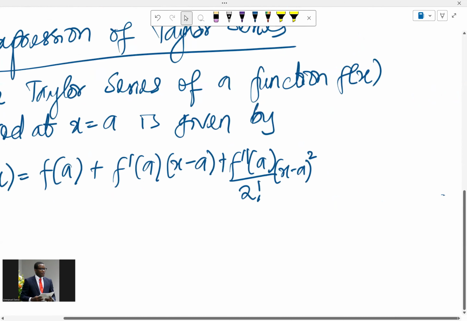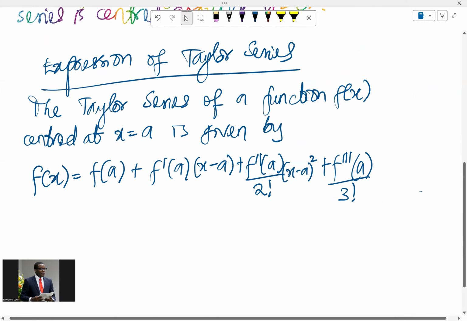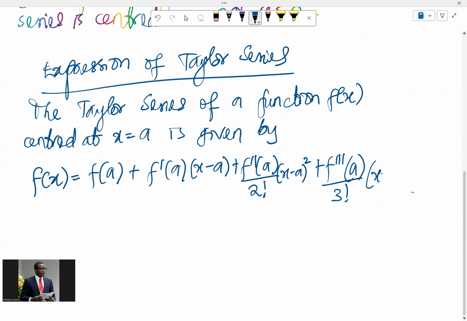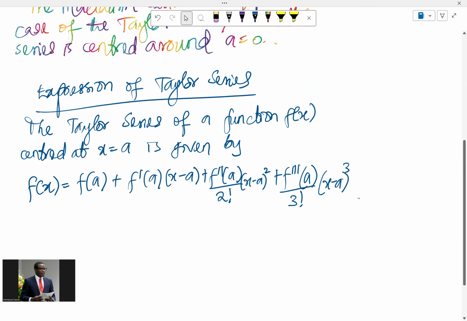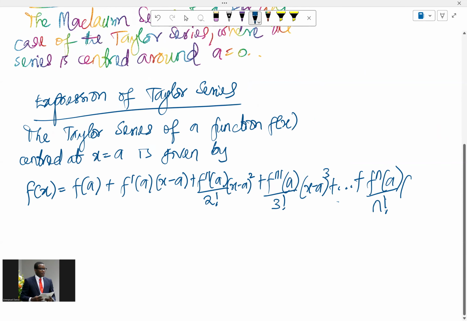So plus the third derivative, f triple prime, evaluated at A divided by 3 factorial, multiplied by x minus A raised to power 3. All right. Plus, the nth derivative evaluated at A all over n factorial multiplied by x minus A raised to n.